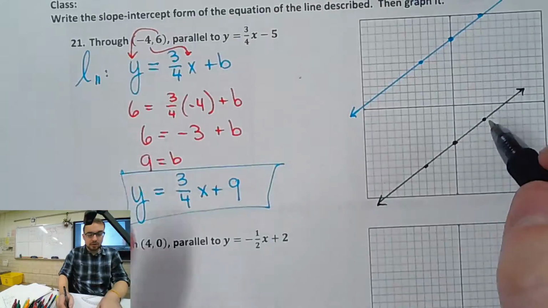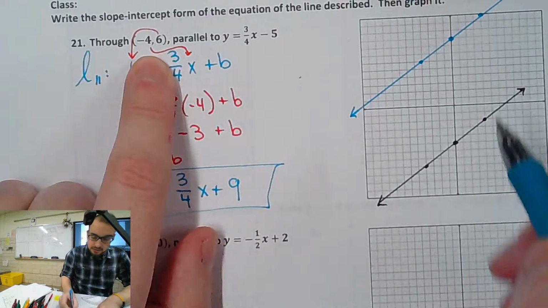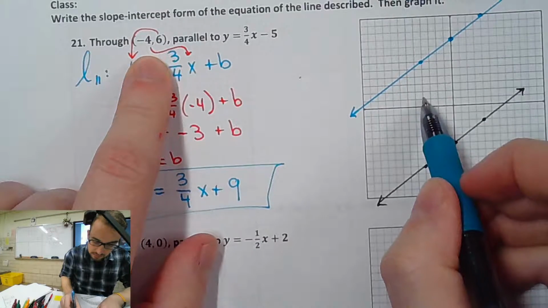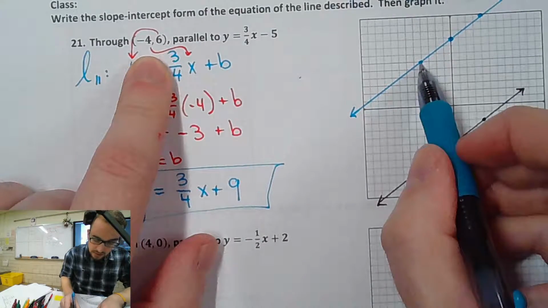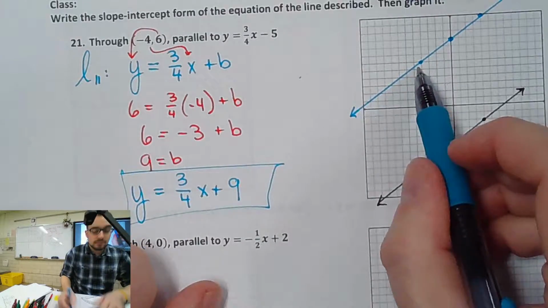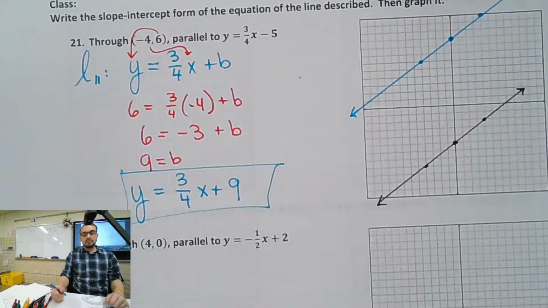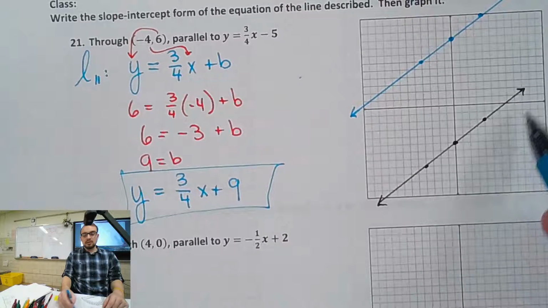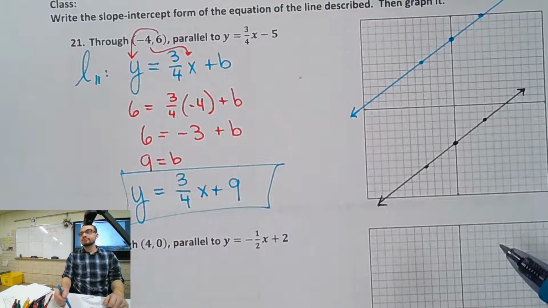Does our blue line go through the point -4, 6? Yes, it does. It's right there. So we did it. We made it parallel. And it goes through the correct point. How you feel? Do you need to include that black line? No.